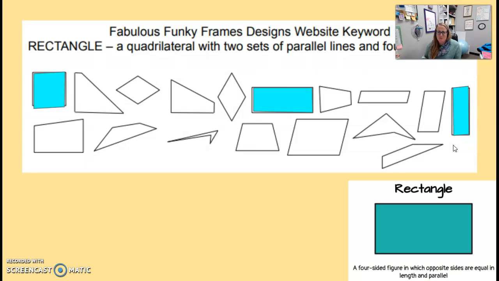I'm so confused. Turn to your partner. Why in the world did I color in this one? Talk to somebody. Why did I color this one in? This doesn't look like a rectangle to me.